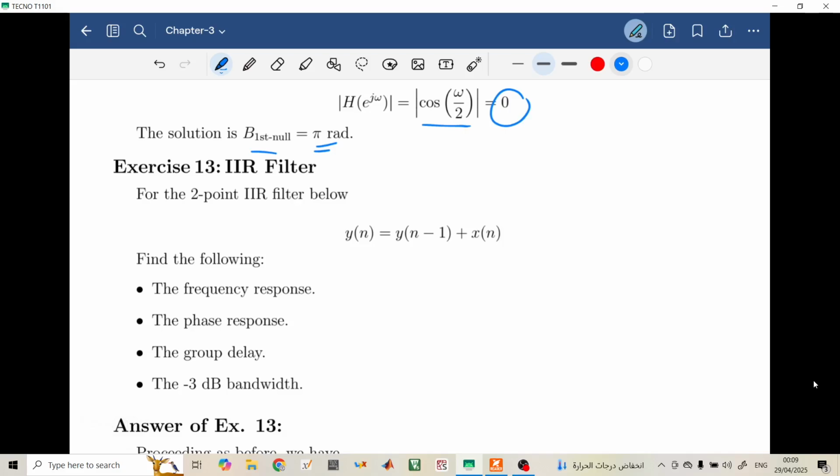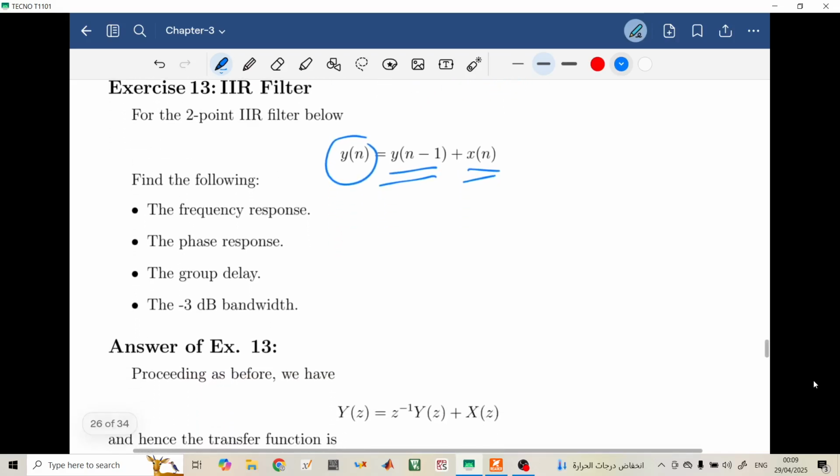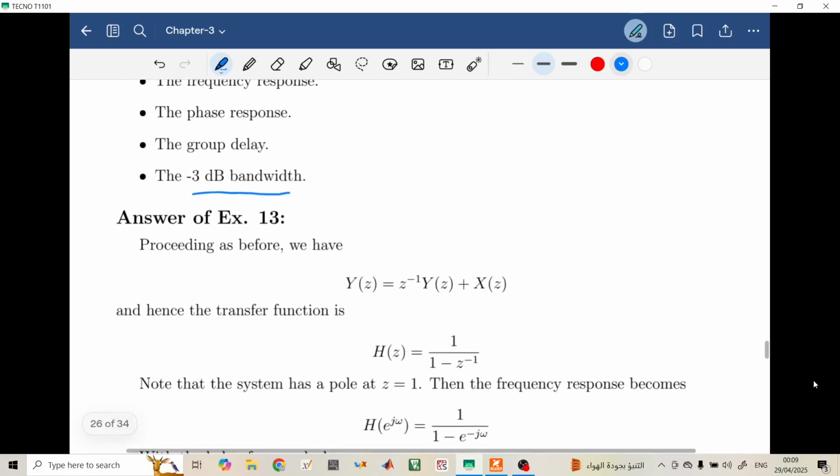It's a 2-point IIR filter, right? So see, we have the current output depends on the previous output and the current input. Again we need to find the frequency response, the phase response, the group delay, and this time the minus 3 dB bandwidth, because as we shall see in a few minutes, maybe we cannot find the first null bandwidth, right? So we have to go to the best second option available, which is the minus 3 dB bandwidth. Okay, so we go through the same steps.